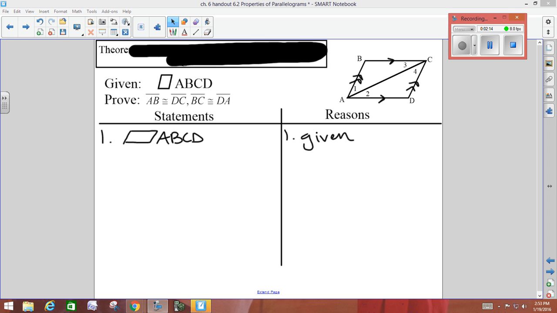That's exactly what it is. But before I can use CPCTC, what do we have to do first? Yeah, prove that the triangles are congruent to each other first. So that's what our goal is right now. We have to prove that those two triangles that we can see are congruent.